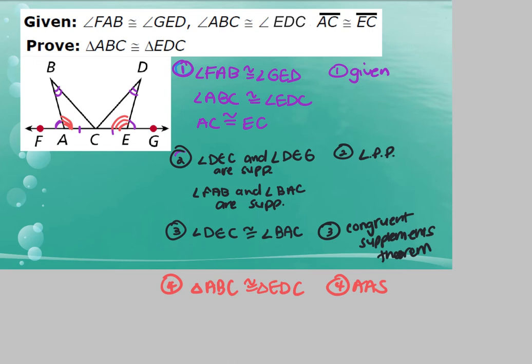Of all the proofs we do throughout the school year, I think the triangle proofs are the ones that people get the most successful with, because if it's ending in this triangle is congruent to this triangle, you have to get it to be one of those acronyms.